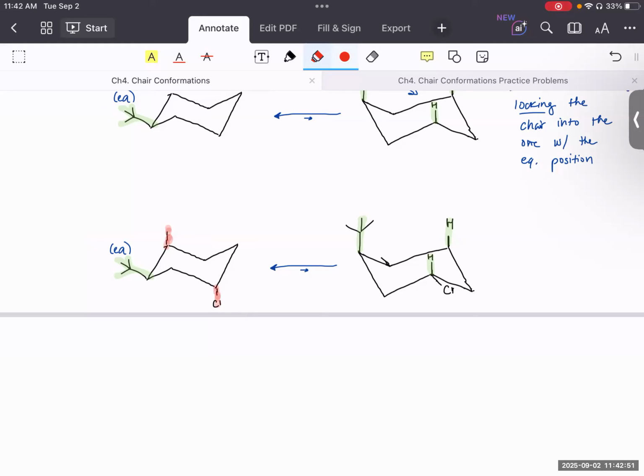This would not change how favored the equilibrium is, or it would slightly alter it. But regardless of the fact that we now have two groups that would be experiencing diaxial interactions in that left structure, equilibrium would still favor the one where you're not placing this big group in the axial position. And altogether, you would still want to choose this structure as the main one, or the one that's favored at equilibrium.